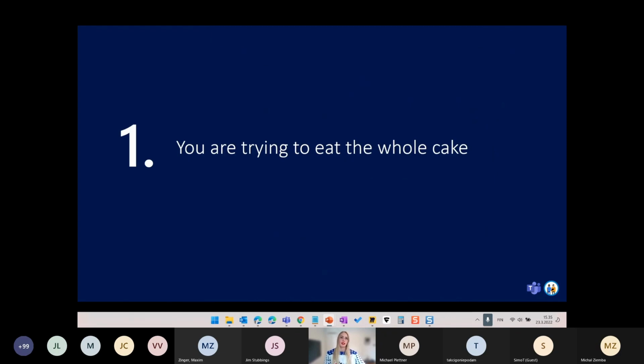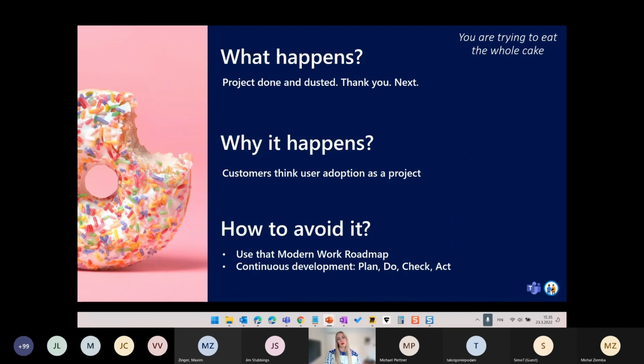And if you have been hungry because of all of my nice food pictures in here, I should still warn you that it's not a good idea to try to eat the whole cake at once. And this is what many of my customers have tried to do.